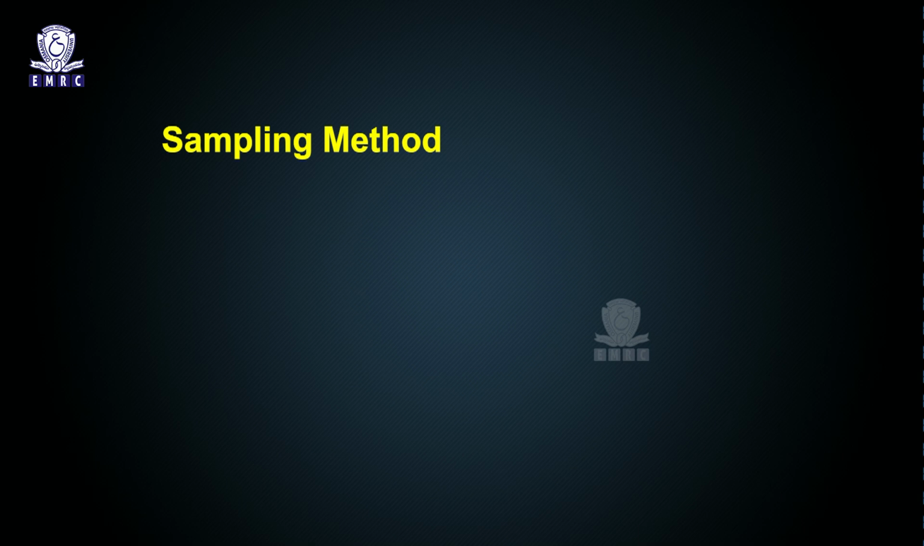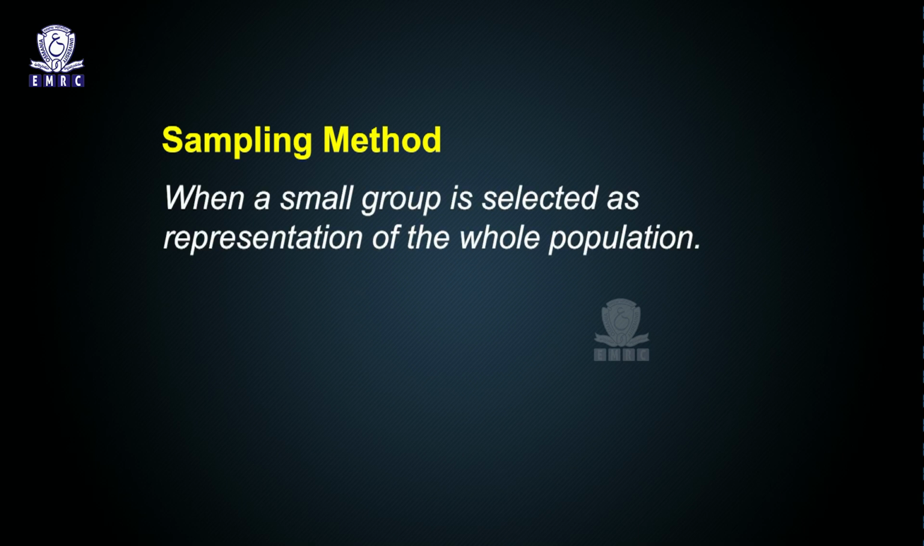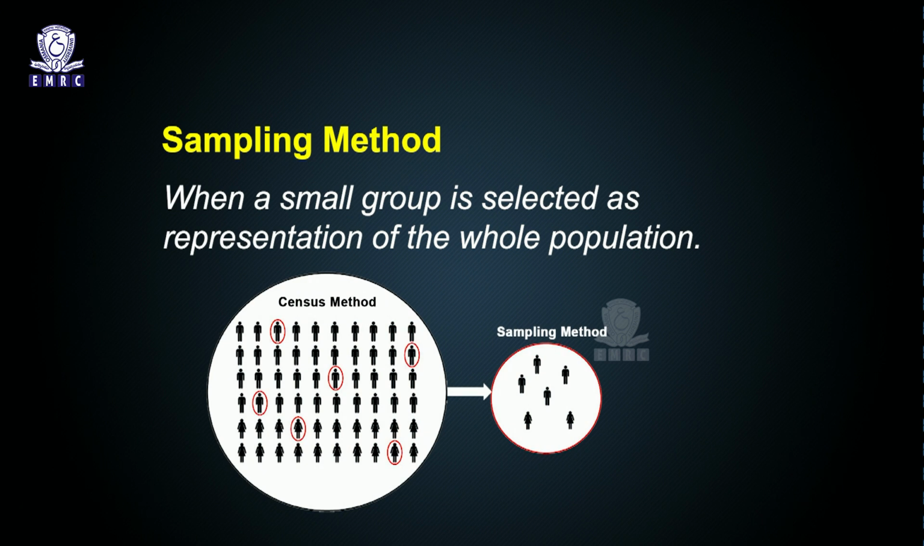Second one, sampling method. When a small group is selected as representation of the whole population, then the method is known as the sampling method. In this method, a small group of individuals are selected from whom the data or information is gathered and the results are generalized to the entire population.